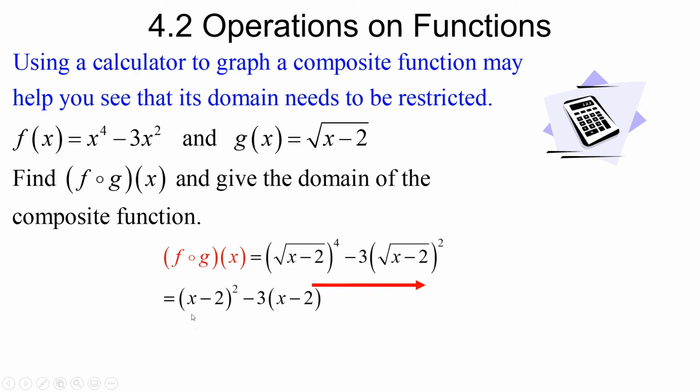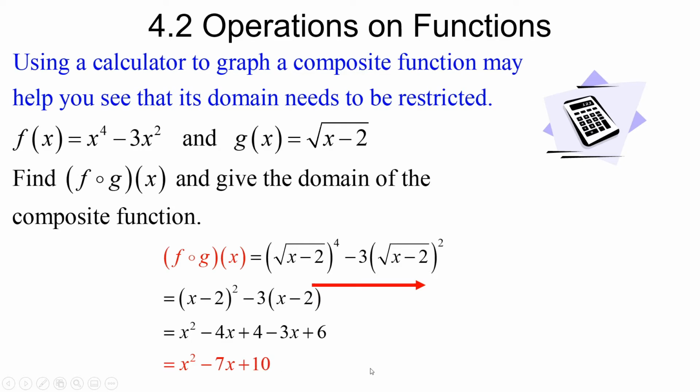Now, let's expand and then combine like terms. So x minus 2 quantity squared would be x squared, and then outside and inside would be a negative 2x and another negative 2x for a negative 4x. And then negative 2 times negative 2 is positive 4. And then distribute this negative 3 to get a negative 3x. And then negative 3 times negative 2 is positive 6. And combine like terms, and we have our simplified composite. So I see 1x squared minus 7x plus 10.